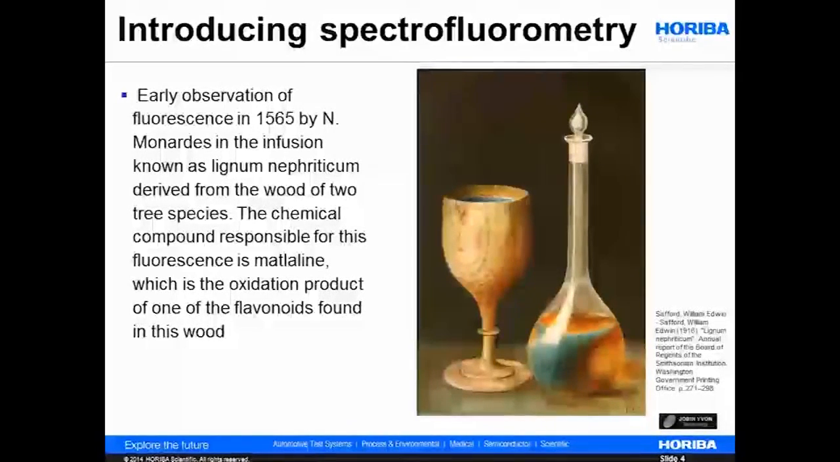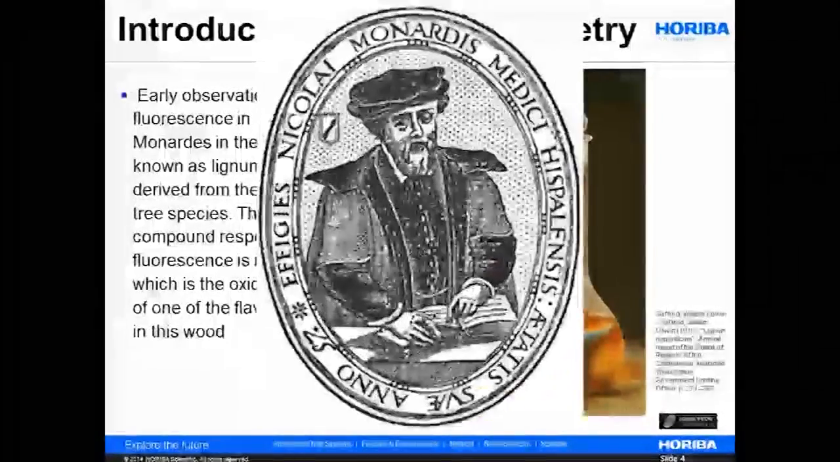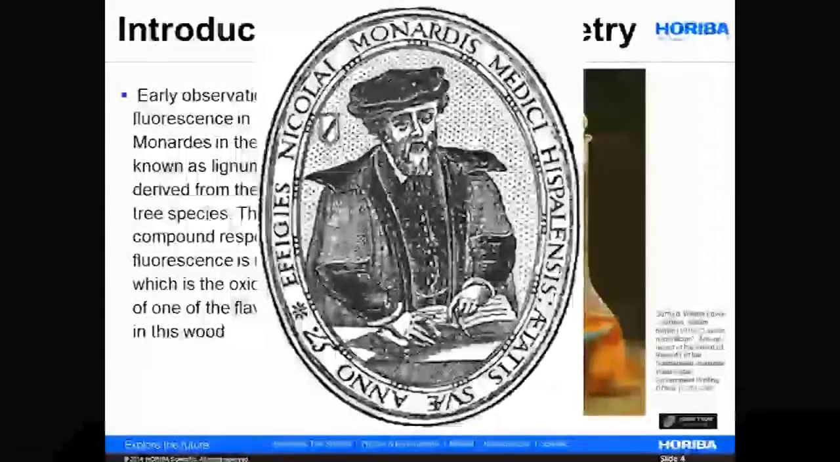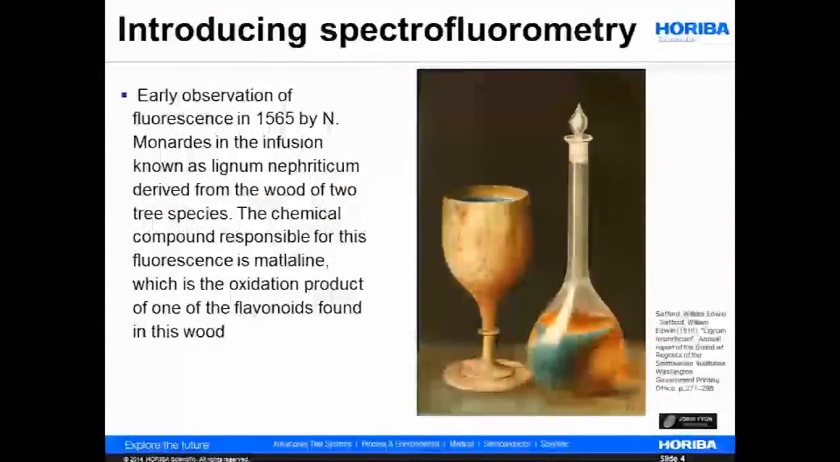The first reported observation, besides naturally occurring phenomena, was reported in the 16th century by Spanish and Italian scientists. They described the phenomenon of light emission of a wood infusion known as lignum nephriticum, for which the emitting compound was matlaline. Matlaline is the oxidation product of one of the flavonoids found in this wood and emits bluish and greenish light under natural light exposure.